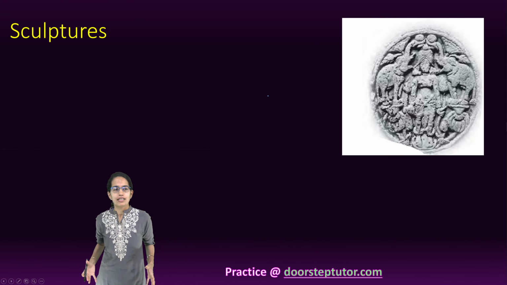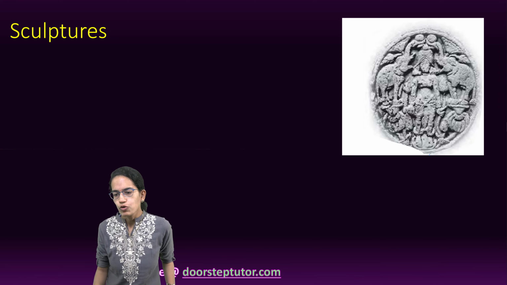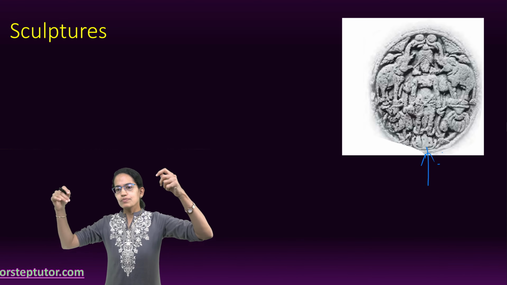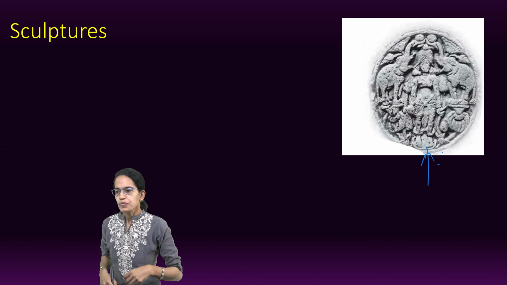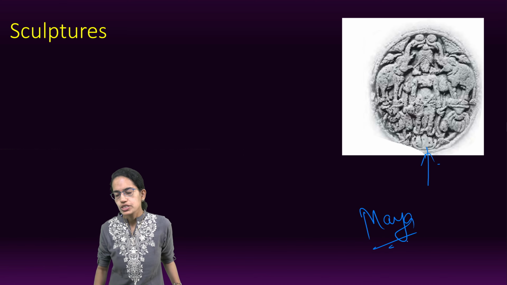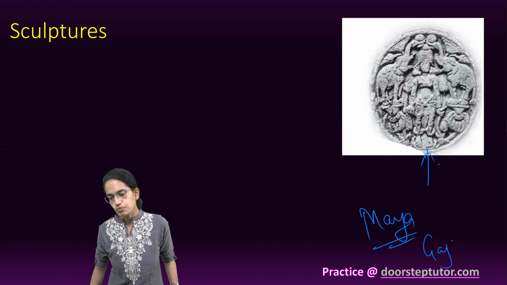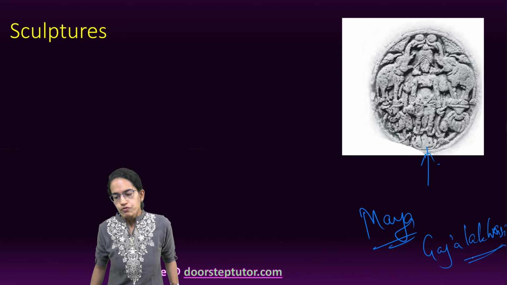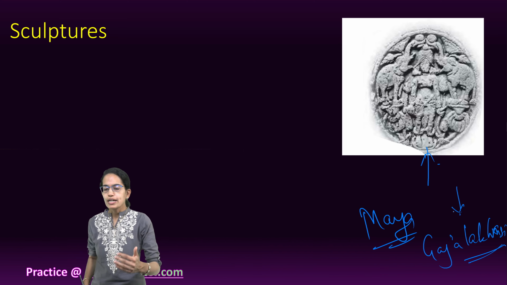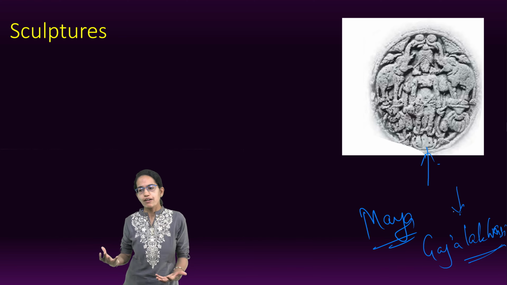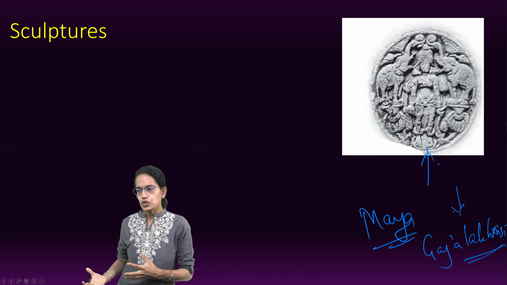There is another sculpture, as you can see here. The woman is surrounded by elephants and lotus, and it seems that the elephants are sprinkling water. Now some historians say that this figure is of Maya, the mother of Gautam Buddha. Others say this is Gajalakshmi, one of the goddesses in Buddhism, which indicates good fortune and is associated with elephants. So again, each sculpture has its own association.